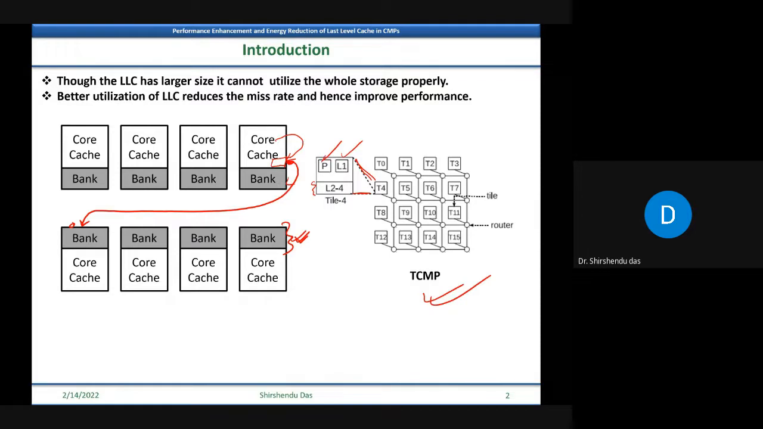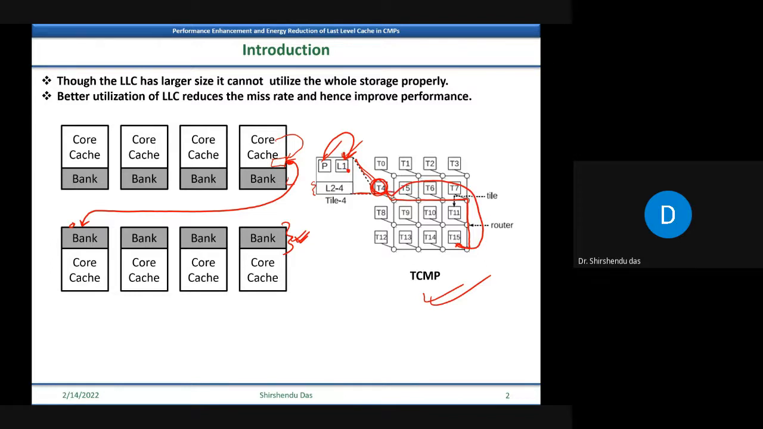If the core is requesting a block, then we'll first search in its local L1, and if there is a miss in local L1, then we'll find out the bank index of this block. If the bank index of this block is 15, then from this L1 (this is actually the zoomed version of this tile, right?), from this tile we have to travel through the NoC to this bank 15, and from this 15 we have to take the block back here. That you have to understand.